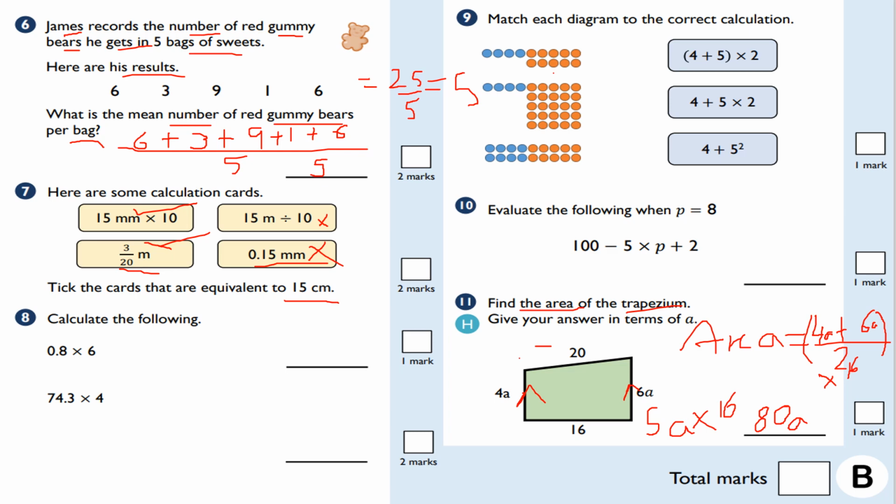Question number 8. Calculate the following. 0.8 times 6. Well, 8 times 6 is 48, so your answer will be 10 times smaller. So the answer will be 4.8 for that one.